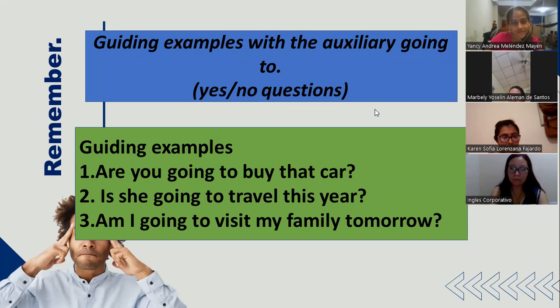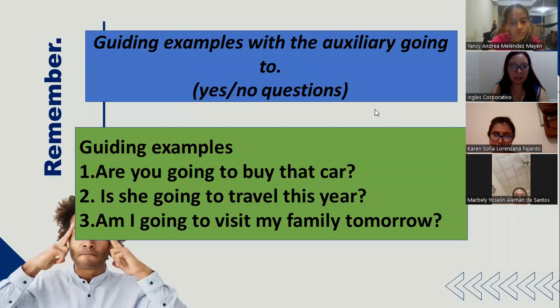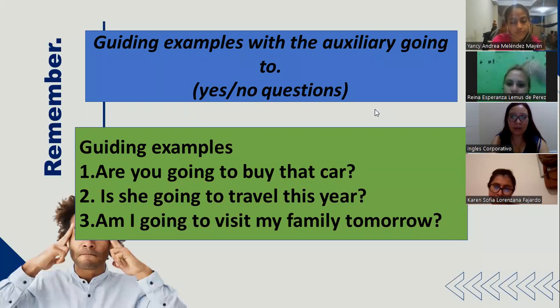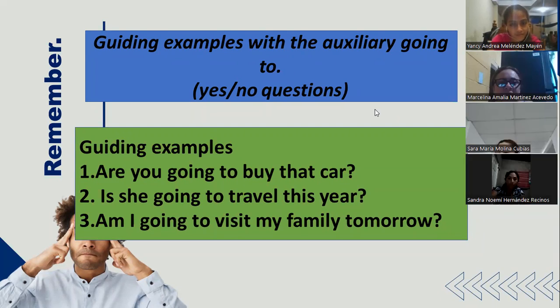Are you going to shower in the morning? Very good. Thank you. ¿Dónde están los demás? Veamos, faltan varios. Where are your hands? Levanten las manos para asignarlos, por favor. Tienen que darme una pregunta cada uno. Reina Esperanza. Is she going to sing on the party? Very good. Marcelina. Are you going to have class in the university? Vas a tener clase, ¿verdad?